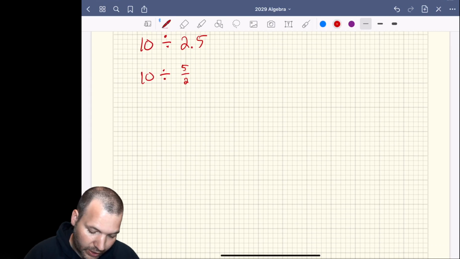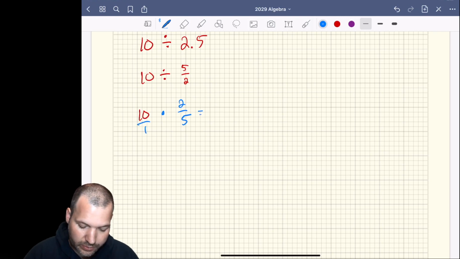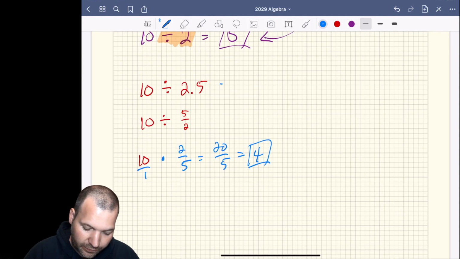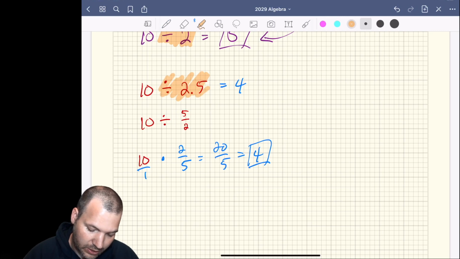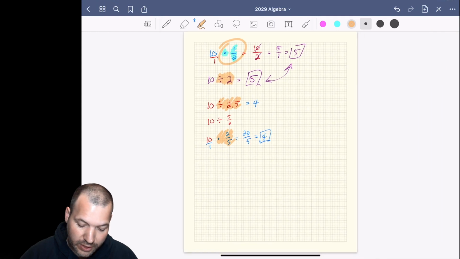And then from there, we could say, oh, well, that's the same thing as 10 times 2 over 5, right? 10 over 1 times 2 over 5, we get 20 over 5, which again is 4. So 10 divided by 2.5 and 10 times 2 over 5 end up being the same thing. All of which to say, when we divide by fractions, we multiply by reciprocals. They're the same process, right?